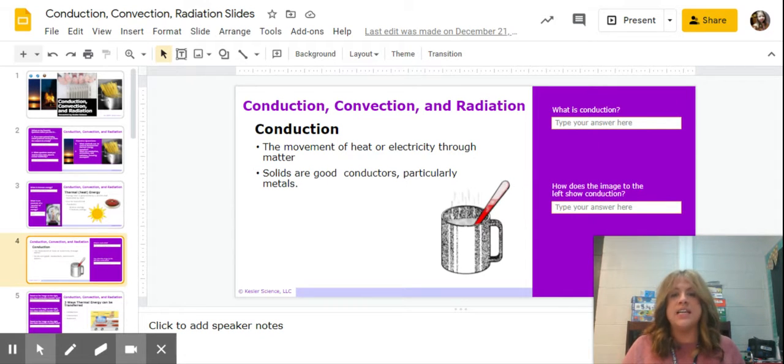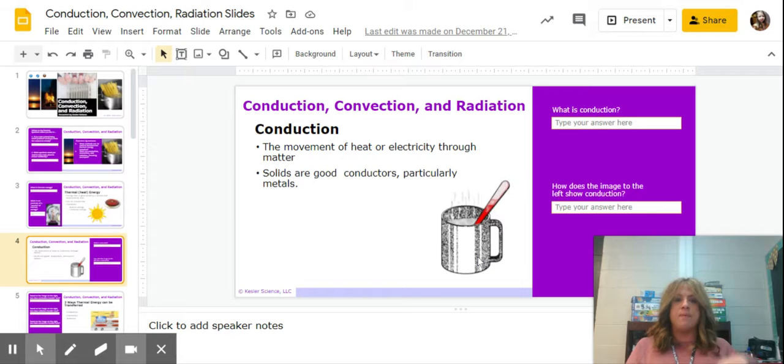So it says, what is conduction? Here, I want you to write the movement of heat or electricity through matter. And I want you to add this in, by direct touch. Then it says, how does the image to the left show conduction?